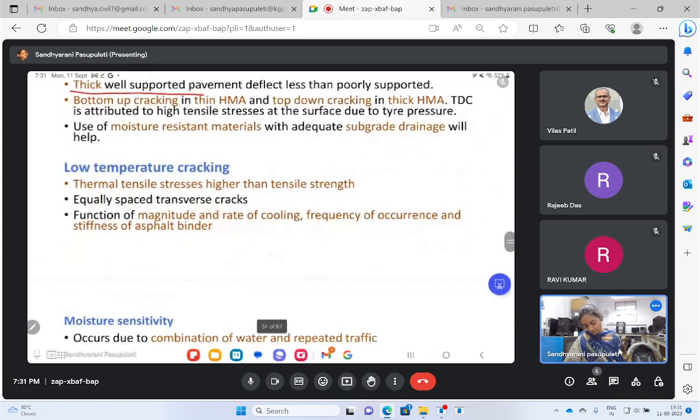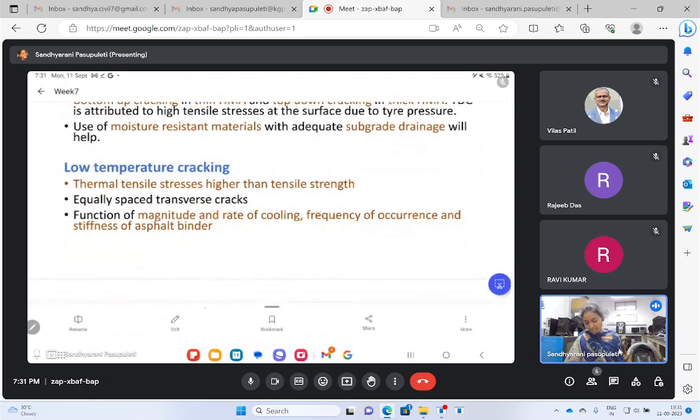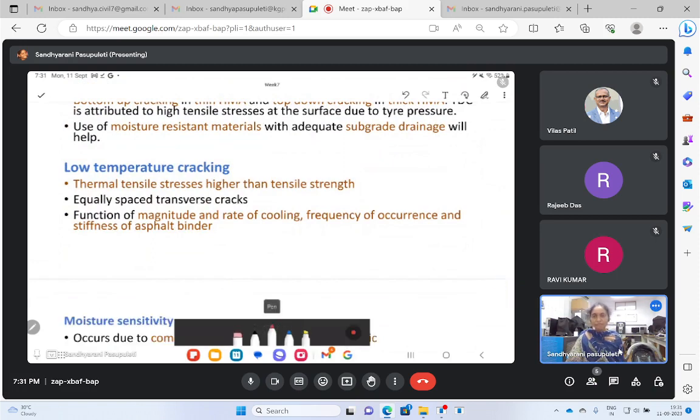Okay. And low temperature cracking is especially due to the temperature susceptibility. So if you have a pavement and the temperature suddenly changes from higher to lower, then what happens? This pavement will become very stiff. When it is very stiff, we know again the same problem, which is a cracking problem.